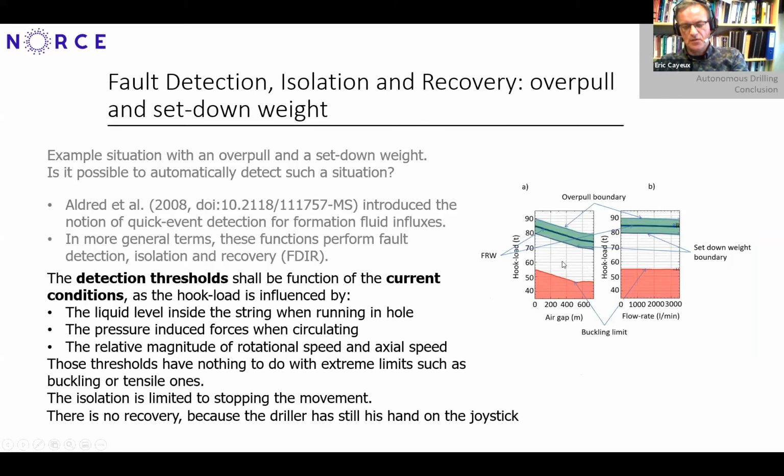No, overpulse and sediment waste are not simple things to detect, because it depends on many different types of context. Like, for example, what is the flow rate? What is the rotational speed? Is there any air gap in the string? And these are actually calculated by the system using those transient models that I mentioned earlier, in order to define what the limits are that should be respected.